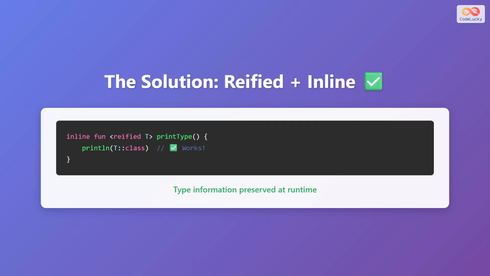The solution to this problem is combining two Kotlin keywords, inline and reified. By marking a function as inline and the type parameter as reified, we can preserve the type information at runtime. Now, the same function printType works perfectly. We can access T::class without any issues. The key difference is those two keywords working together to make the type information available at runtime.